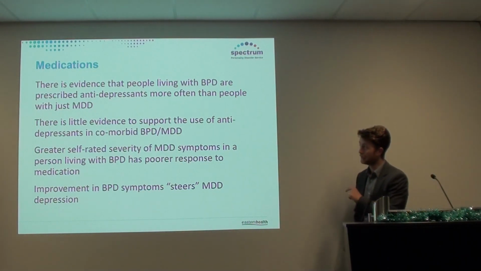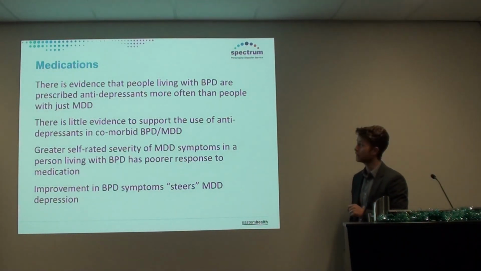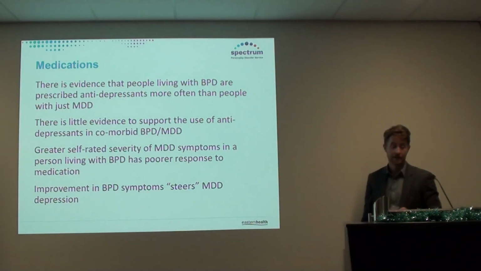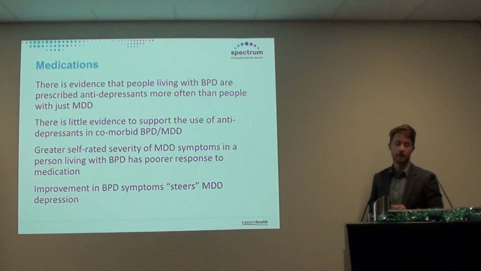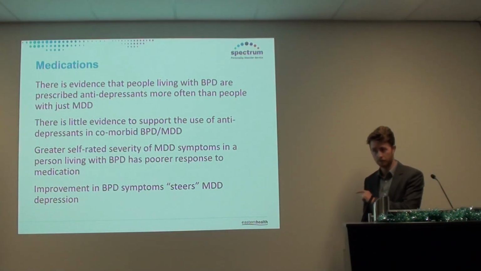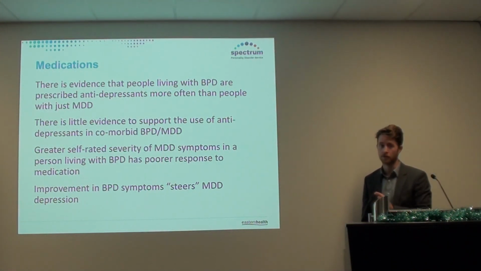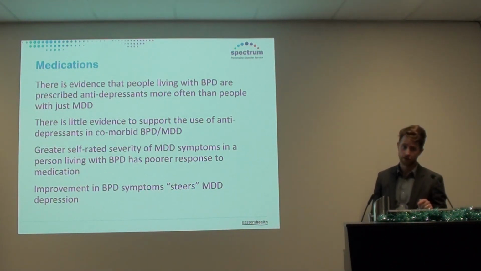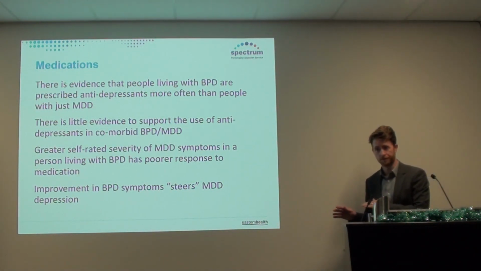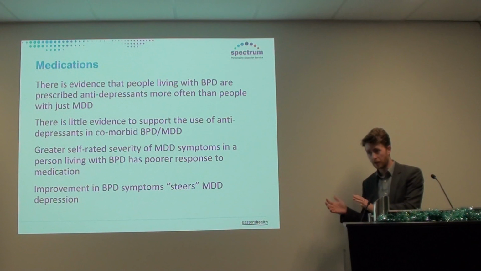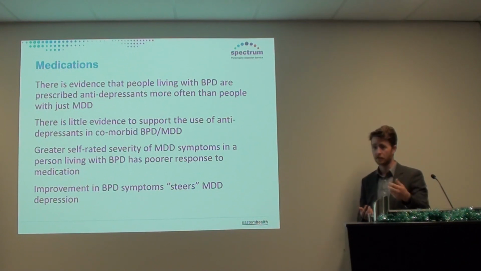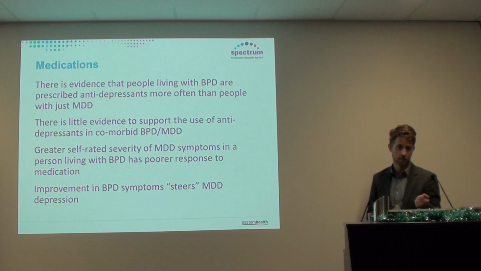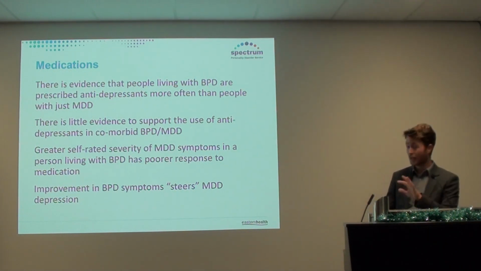One of the first issues is around the prescription of medications. So there is existing evidence at the moment that people living with BPD are prescribed antidepressants more often than somebody that has just a diagnosis of major depressive disorder. But despite that evidence, there's very little evidence to suggest that antidepressants are effective in people that have BPD and major depression. And when someone who has a diagnosis of BPD rates their depression as very severe, it's actually less likely to respond to antidepressant medication. Now, why this is happening?